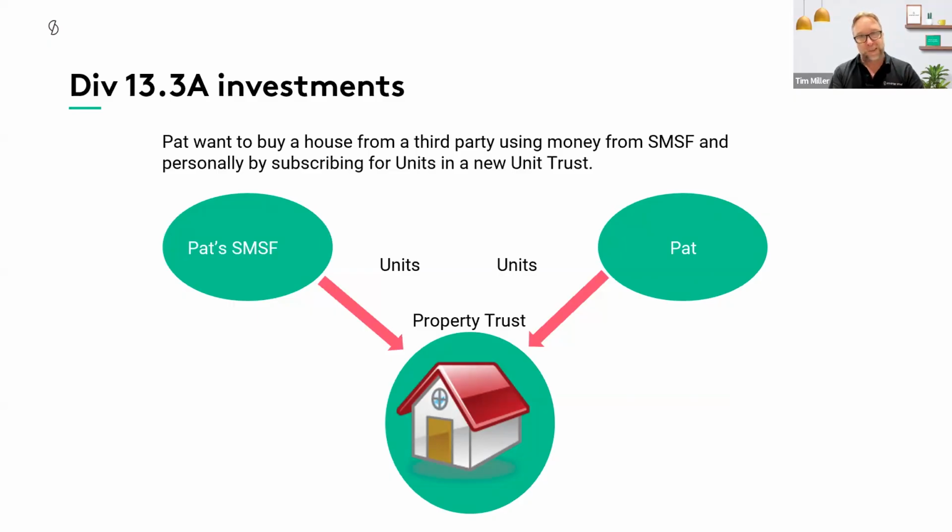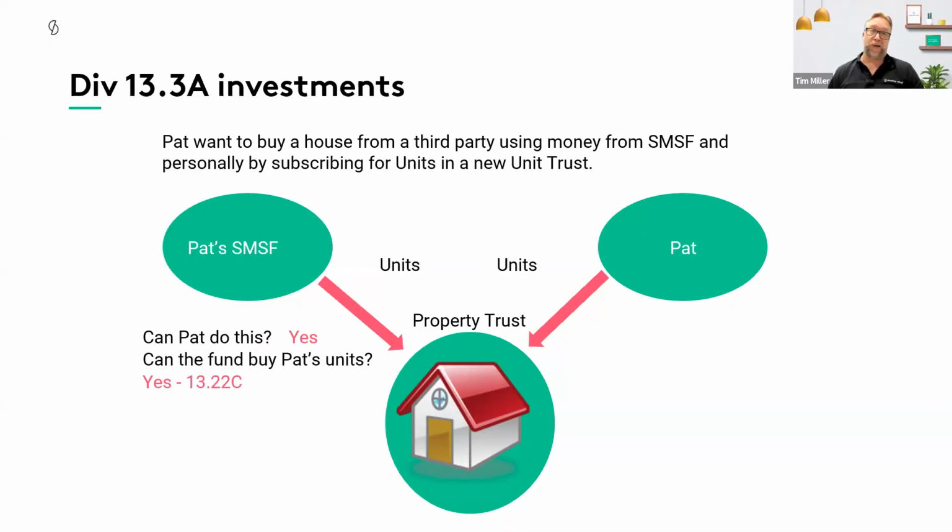So we're taking the exact same situation that Pat was in before with the whole tenants in common, but instead of buying the property with himself, they're buying the property through a unit trust. So as long as they're not buying that property from himself, then that's fine. So as long as it's not being purchased from a related party, that's fine. Can the fund buy Pat's units?